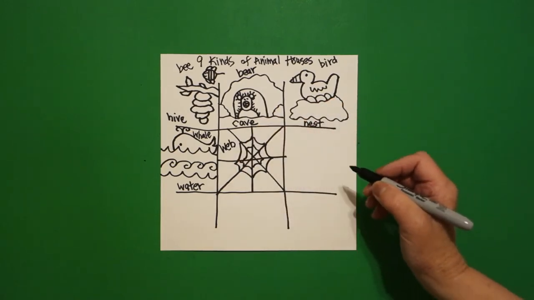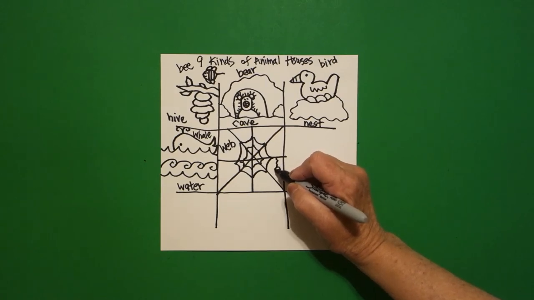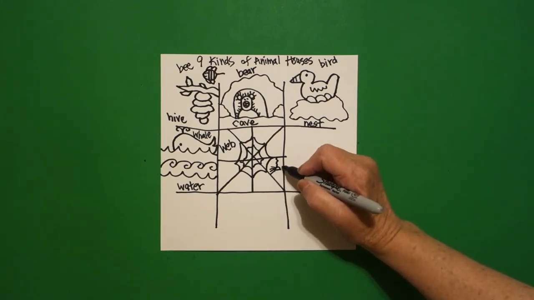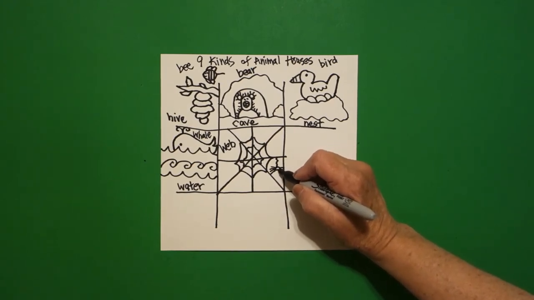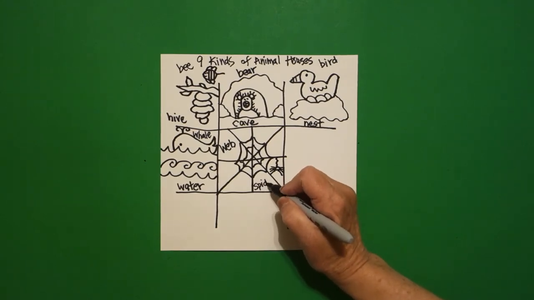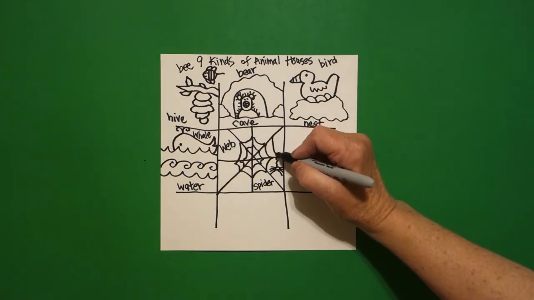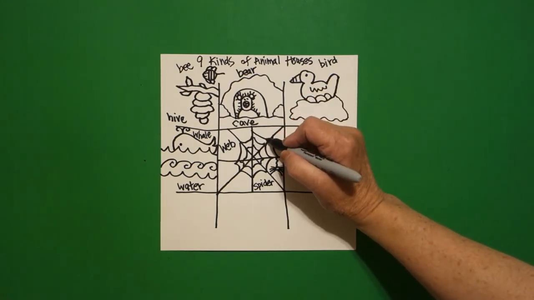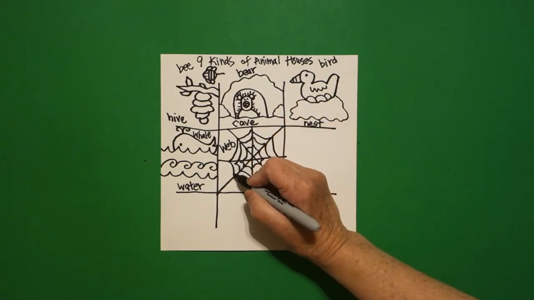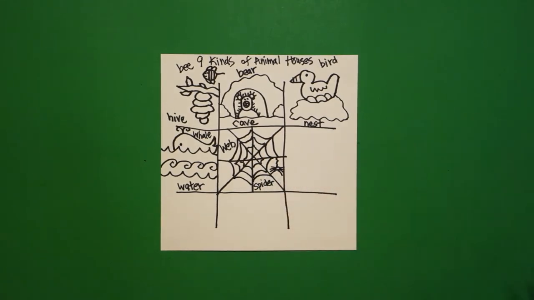And who lives in our web? Let's write here, wavy line, curve line, straight line. 1, 2, 3, 4. 1, 2, 3, 4. And that is our spider. Now once you've drawn that, you can come down and add another curved line to make your web a little bit bigger. Curved line, curved line, curved line, curved line, connect.